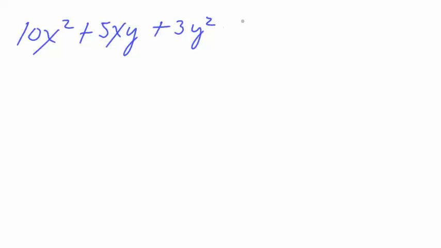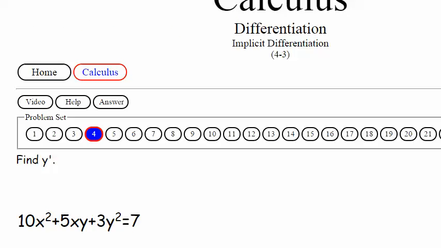All right. So we have 10x squared plus 5xy. What else we got? Plus 3y squared is equal to 7, and I never did look, but it says find y prime.